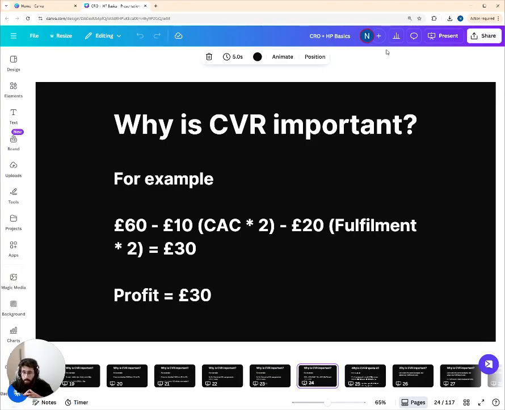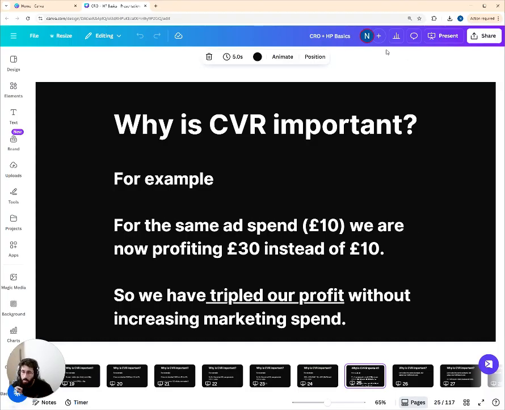Now, in this scenario, our profit goes up to £30, because we have £60 order value, minus £10, which is our CAC, times 2, minus £20, because our fulfillment now is for two different purchases, so it's gone from £10 to £20. That produces £30 of profit. For the same £10 of ad spend, we are now profiting £30 instead of £10. So we have tripled our profit without increasing marketing spend.